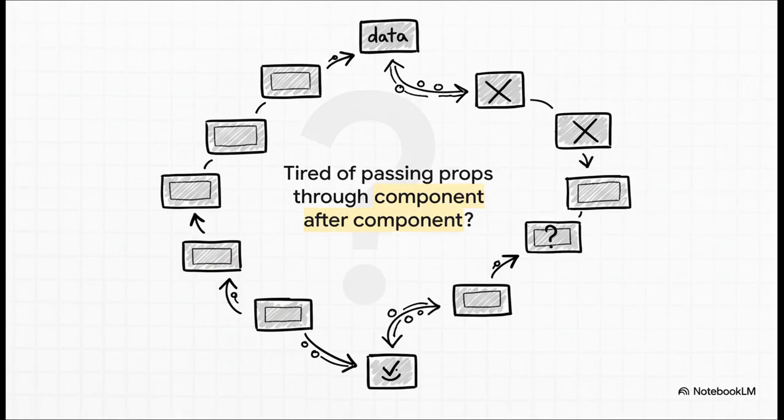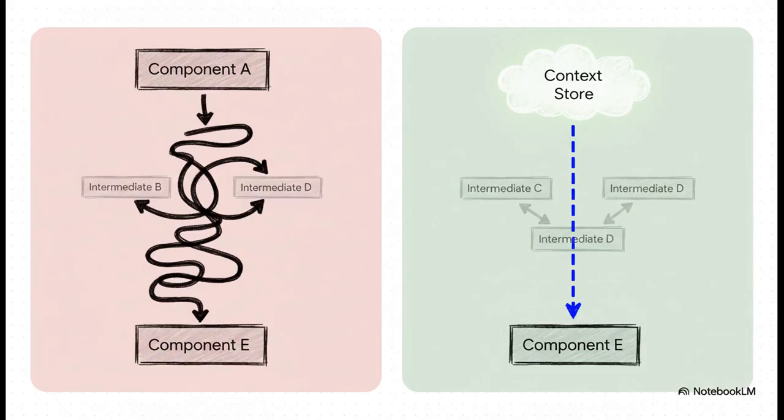You've got some data at the very top of your app, and you need it way, way down in some deeply nested component. So what do you do? You pass it down, level by level, through a bunch of components that don't even need it. It's a total headache. Just look at this. On the left, you've got that tangled mess we call prop drilling. But on the right, a nice, clean, direct path.